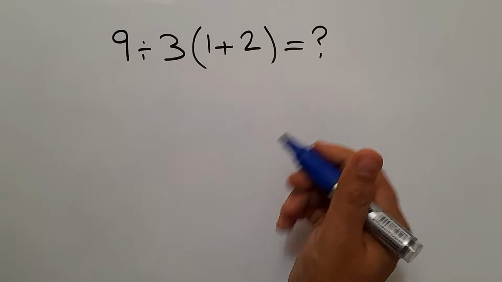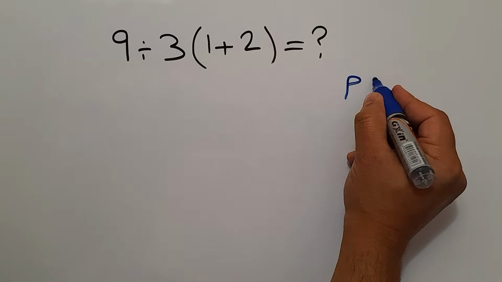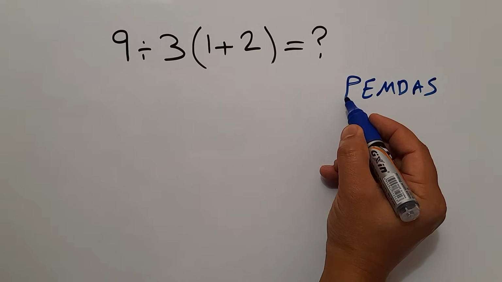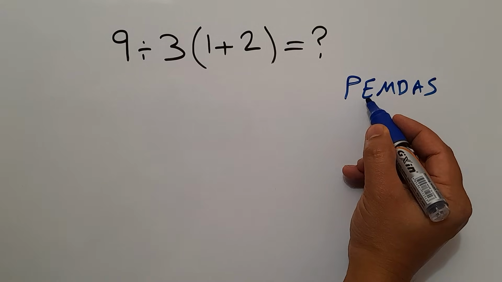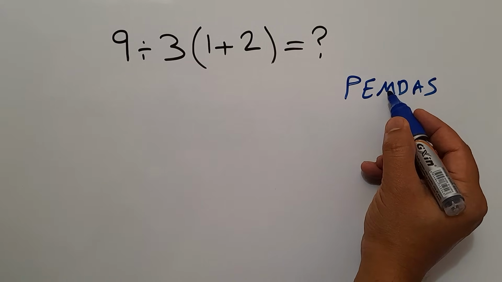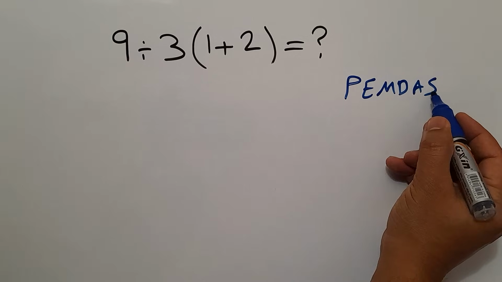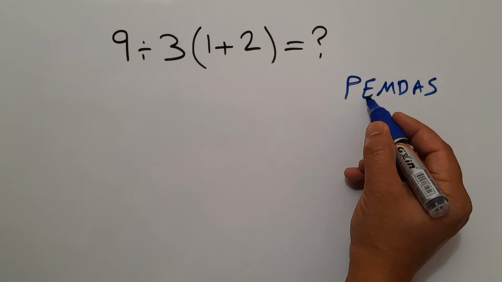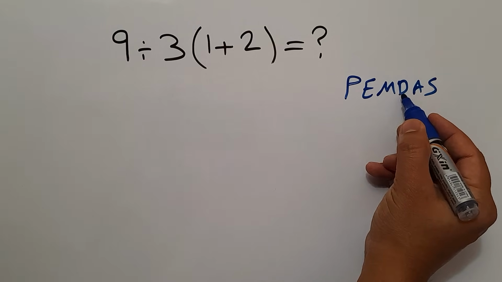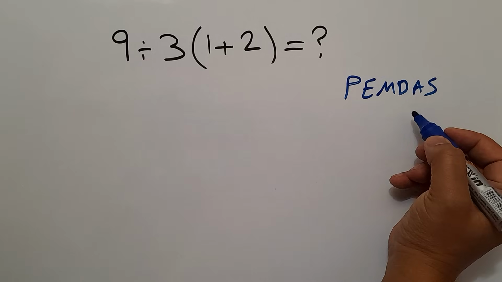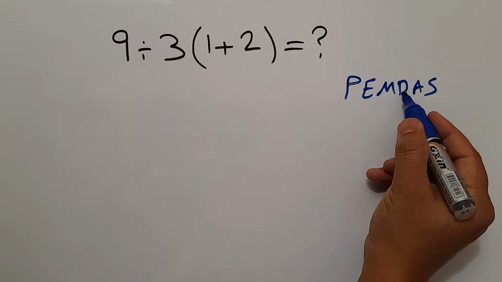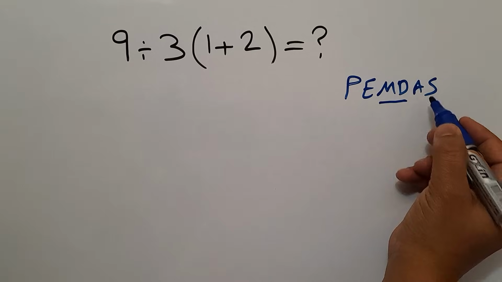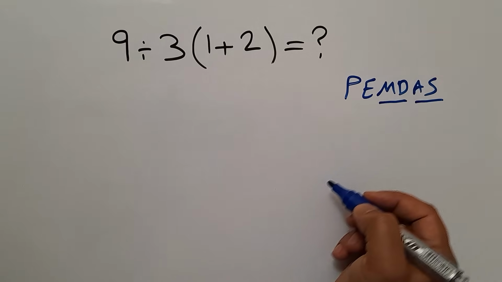Because according to the order of operations, which is PEMDAS, P stands for parentheses, E stands for exponents, M and D stand for multiplication and division, and A and S stand for addition and subtraction. We first do parentheses, then exponents, then multiplication and division, and finally addition and subtraction. Remember that multiplication and division have equal priority and we have to work from left to right. And the same applies to addition and subtraction.